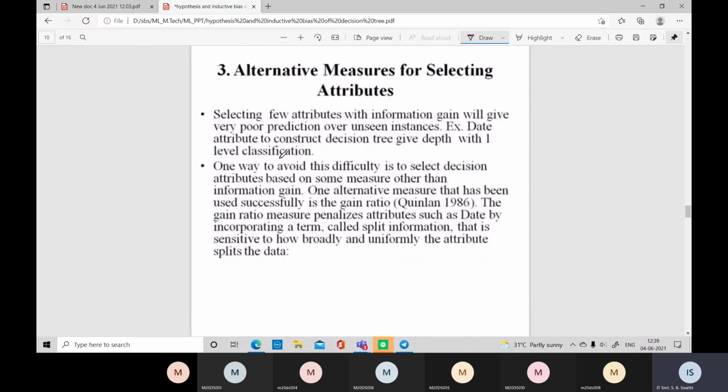Then next one is, these are some alternative measures. In entropy, when you apply the ID3 algorithm, ID3 will automatically generate the entropy values. It will automatically identify which attribute is better, at which attribute we should split the tree, which attribute should be considered as a root node or leaf node or intermediate node. All that will be automatically done by ID3. We need not do anything.